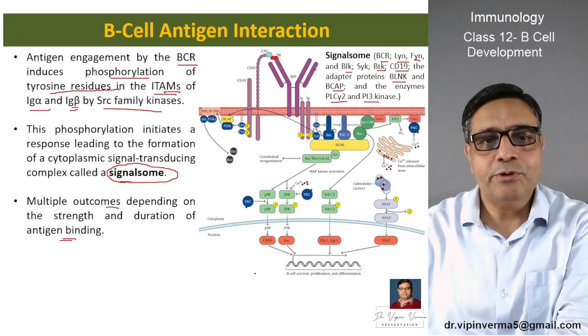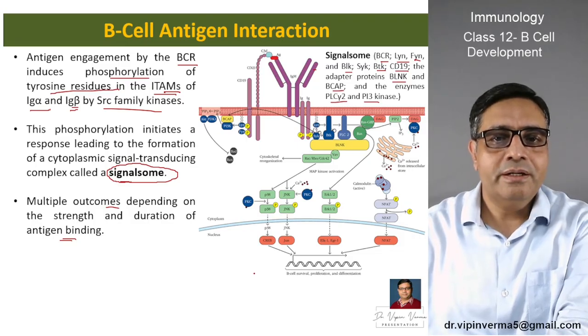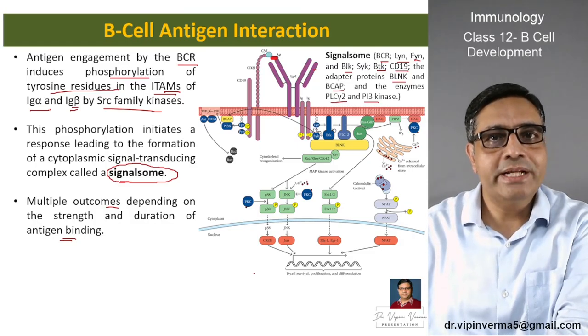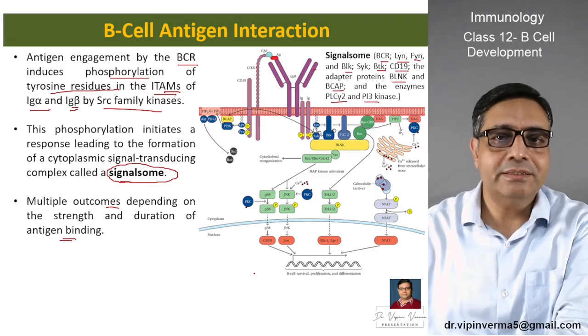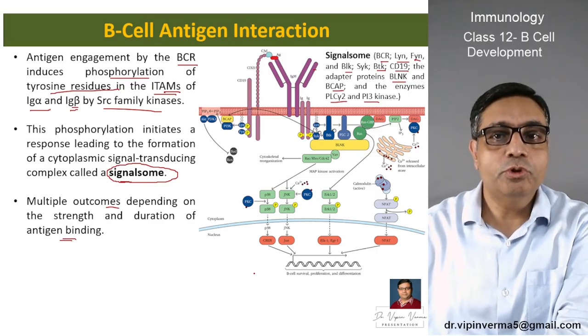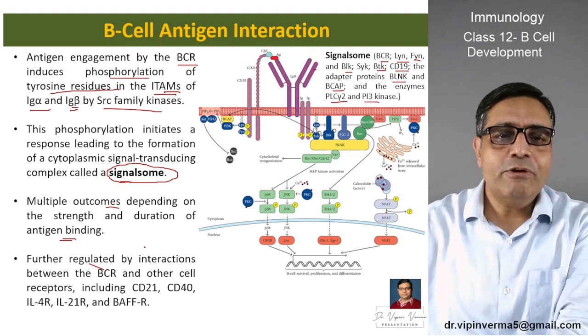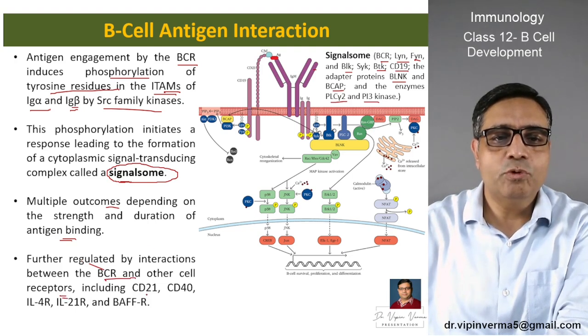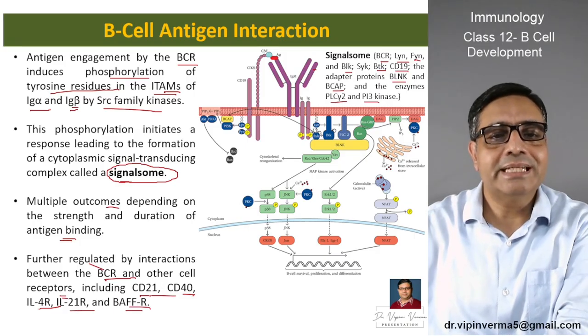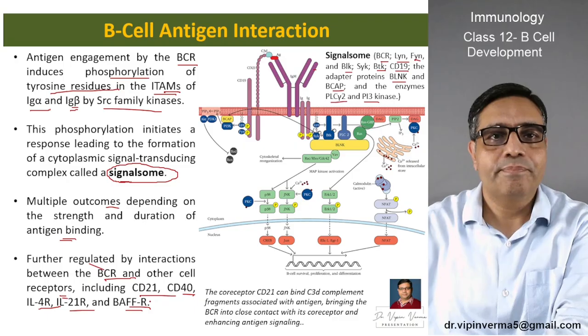and then they are transcribing the different cytokines. So I'm not giving much detail here because we have already covered this in our signal transduction class. So if you want to go into the details of these pathways, you can just refer to that particular lecture. It is further regulated by interactions between the BCR and other cell receptors, which include CD21, CD40, IL4R, IL21R, and BAFFR. So these are some of the other cell receptors which are involved here.